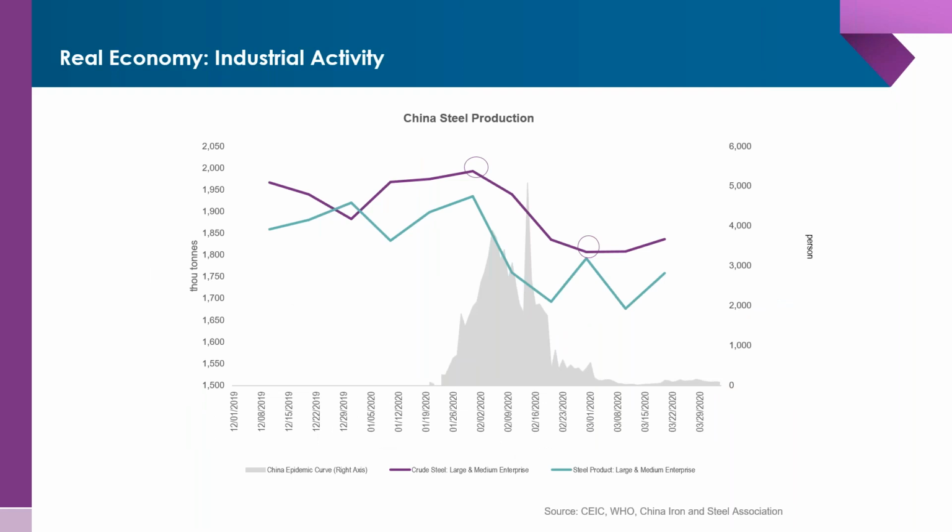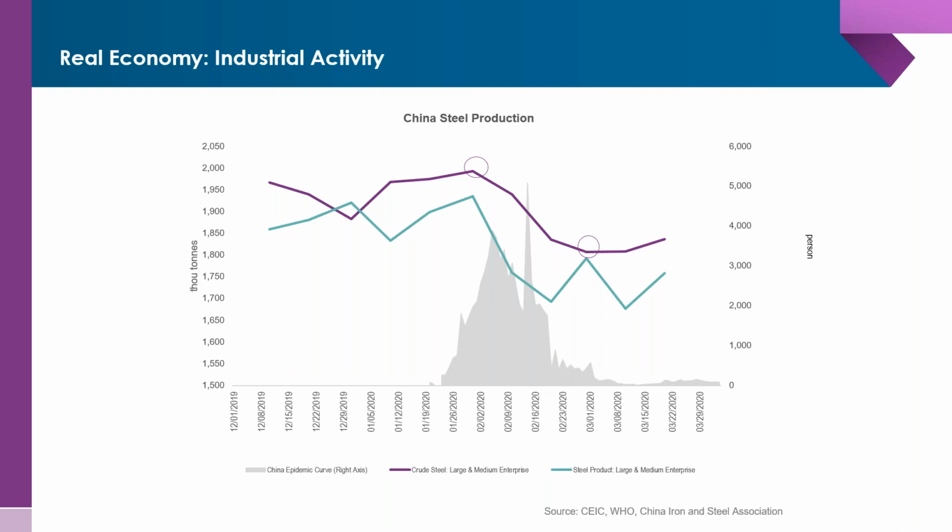It's about the steel production. There are 3 indicators. The first, the gray area, is China's epidemic curve. And the second, the green line, is the steel production. The third purple line is the crude steel production. Steel production is a key part of midstream industry, so the production data could reveal the situation of industry activity.